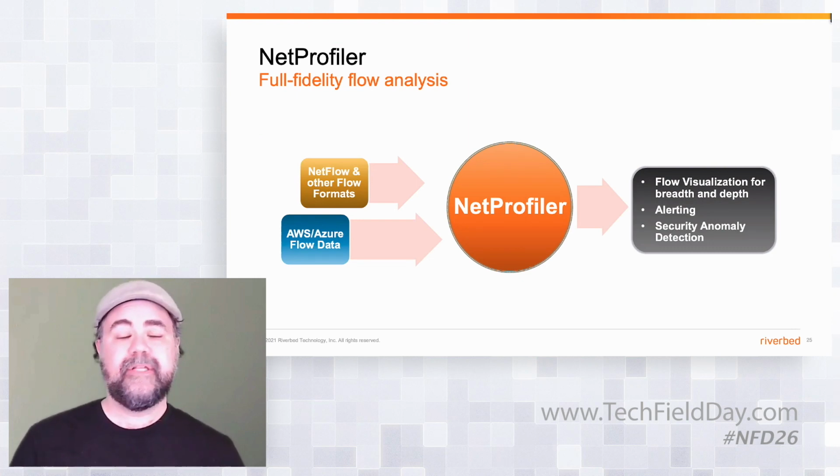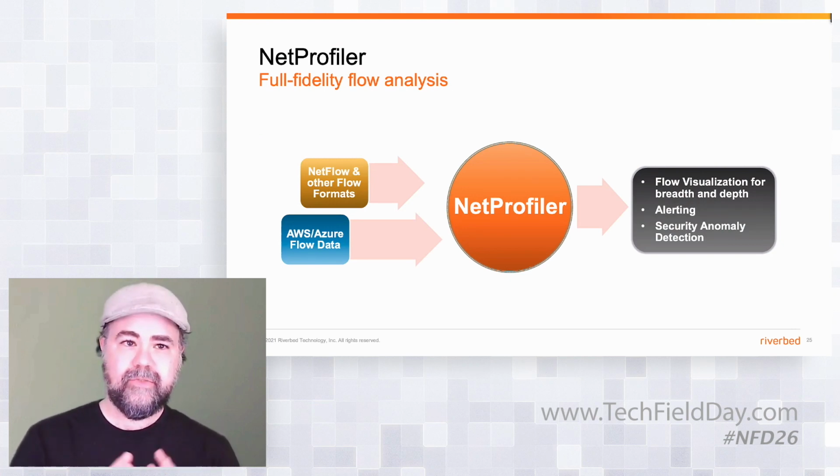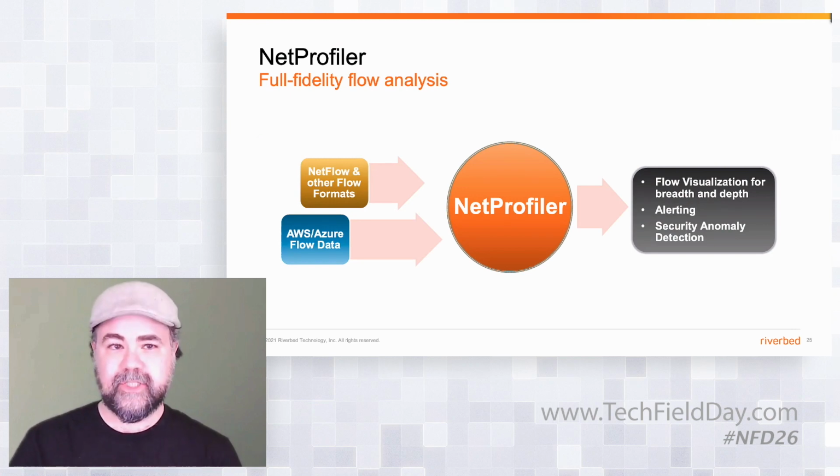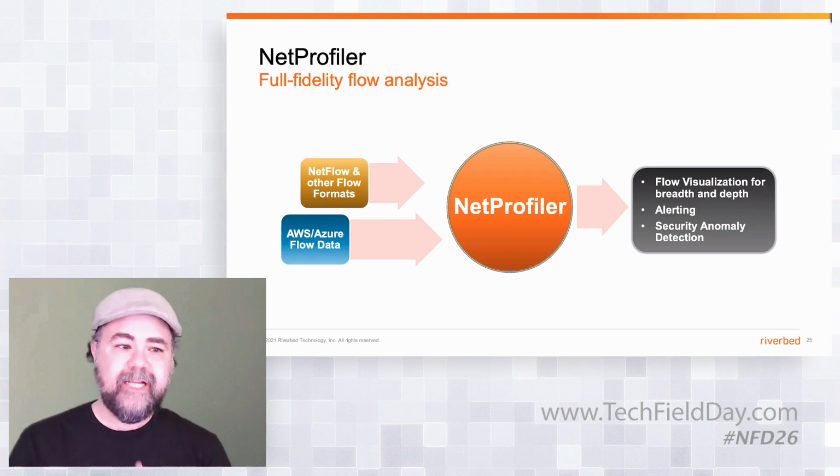So we can get this data from a very wide variety of devices, such as routers, switches, firewalls. We can also get flow-like data from AWS and Azure in terms of flow logs. And we bring it all into a central monitoring infrastructure, NetProfiler, which allows us to get that global view in a single pane of glass so that we can actually slice and dice this in a variety of different ways.